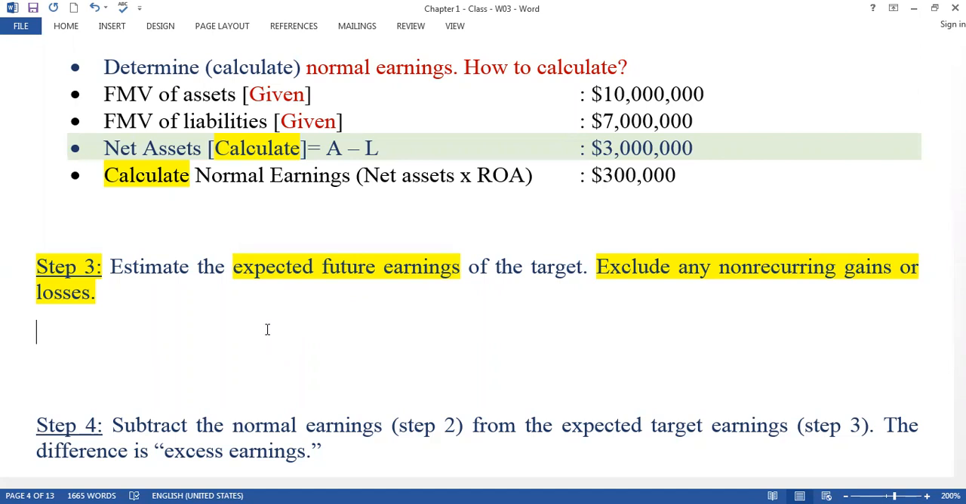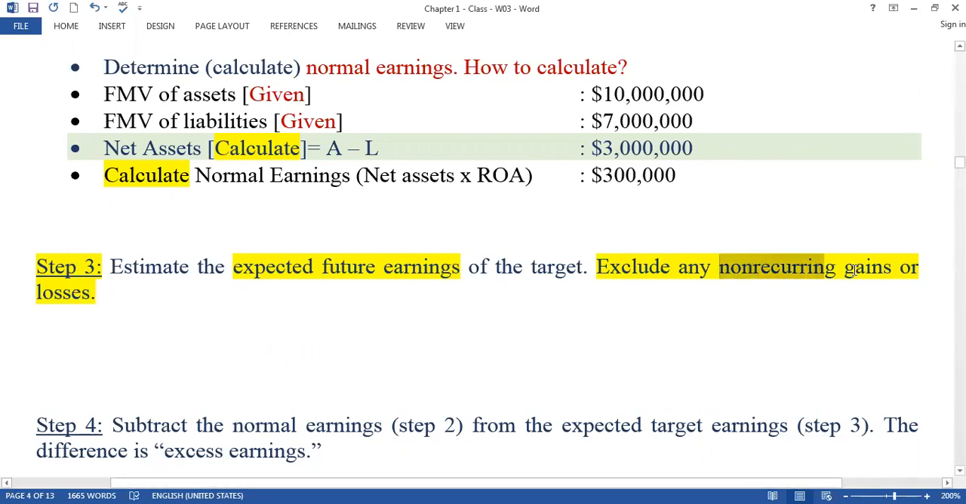It means that some gain may not happen again and again. Maybe it will happen once in 50 years. Or some losses may not happen again and again, maybe once in 10 years, something like this. It is not the regular one. So non-recurring gain or loss we have to consider when we are going to calculate the expected earnings.